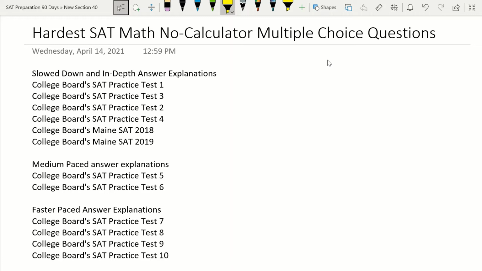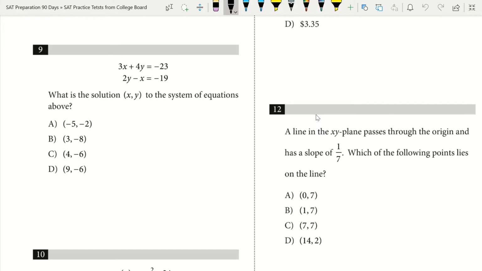Keep in mind, where it says answer explanations, that also includes tips, tricks, and strategies that I use on the SAT in order to be very efficient. So with that, let's get started with the slowed down and in-depth answer explanations. We have question 9 is what we're going to start with today.